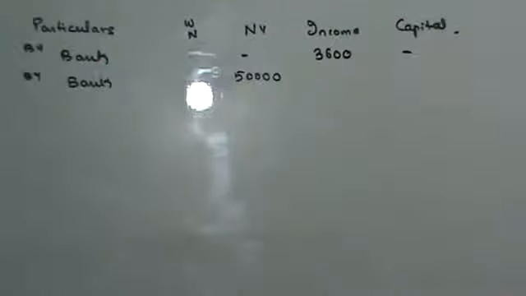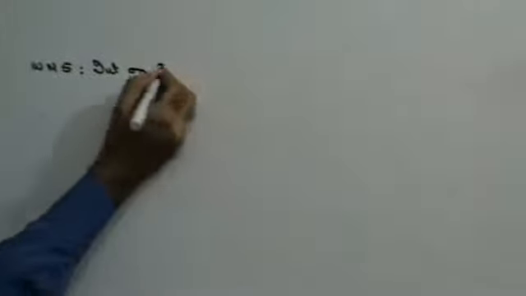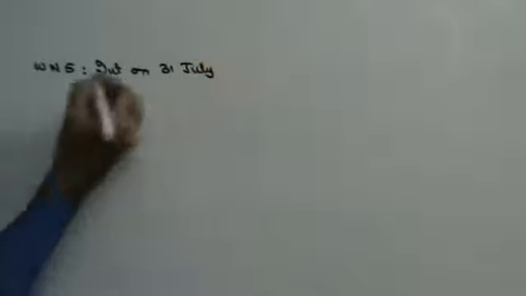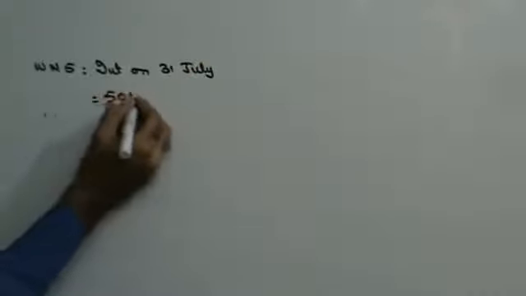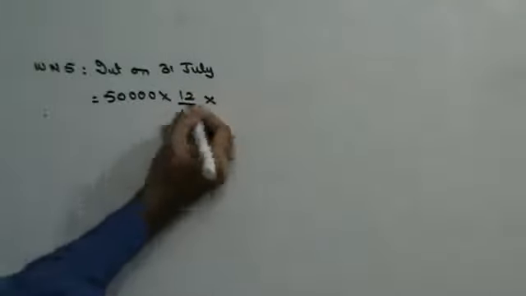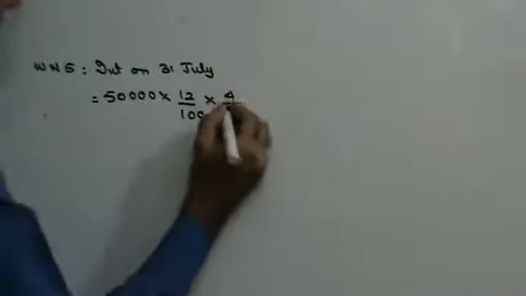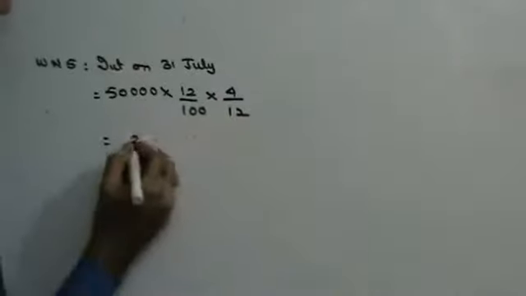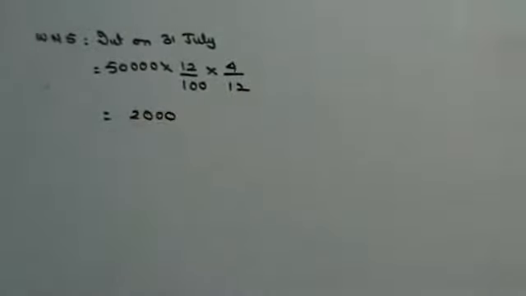Now let's find out the interest. Working note 5. Interest on 31st July. 50,000. These are 12% securities, and the closest previous date you paid interest was 31st March. So from 31st March to 31st July is 4 months. Someone please calculate. 2,000. So the interest is 2,000.